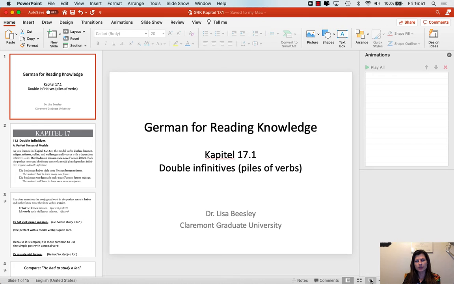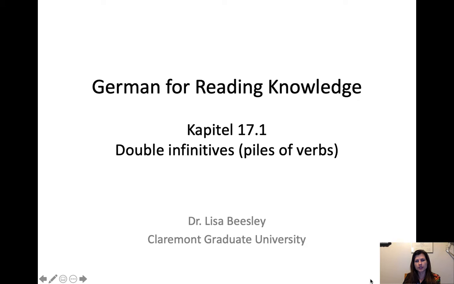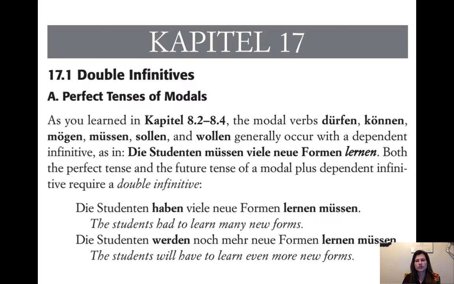So today we have chapter 17, Kapitel 17.1, double infinitives. I call these piles of verbs. It's some of the most complex stuff you can do with verbs in German. So we've come a long way with verbs, and hopefully we can start to pick out what happens when you have many verbs piled up at the end of a sentence.